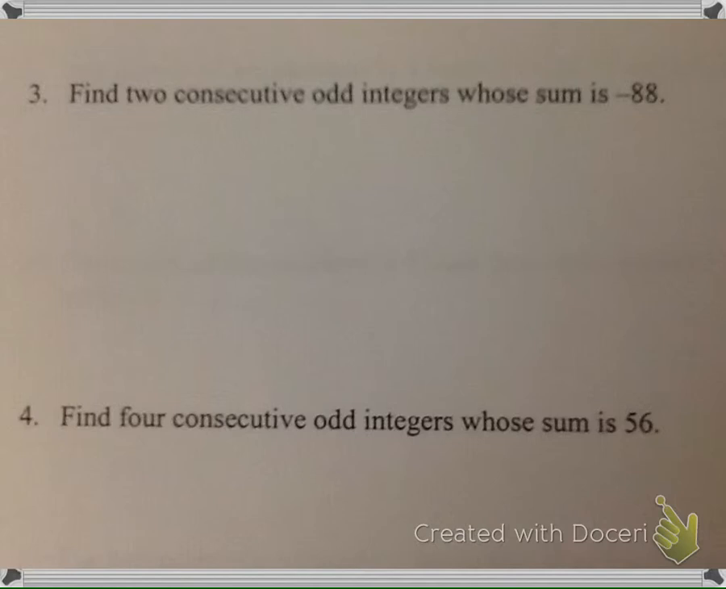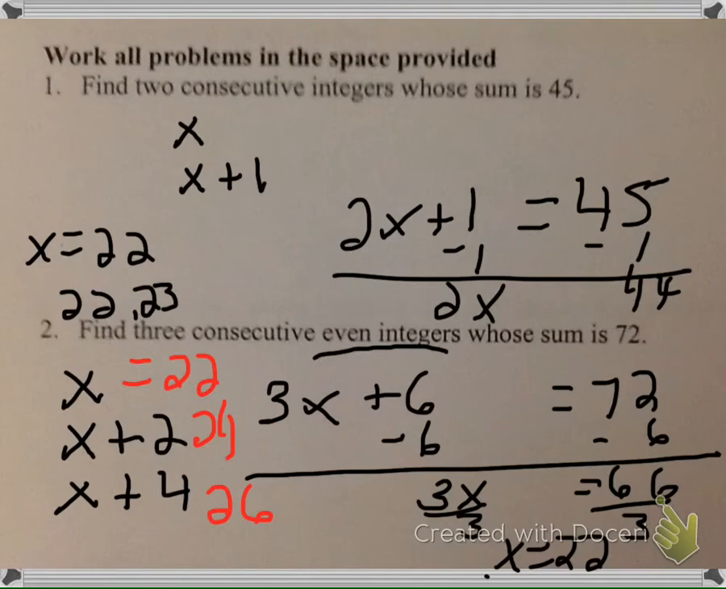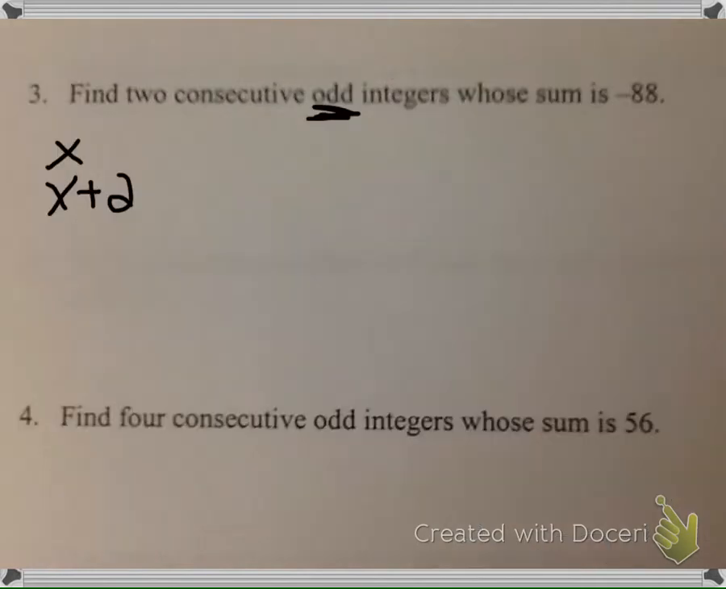Find 2 consecutive odd integers whose sum is negative 88. So here's my first odd. And think of 5 and 7. How much more is 7 than 5? It's 2. So we have x and x plus 2 again. You define odd integers and even integers in exactly the same way because they're still 2 away from each other. Whose sum is negative 88.